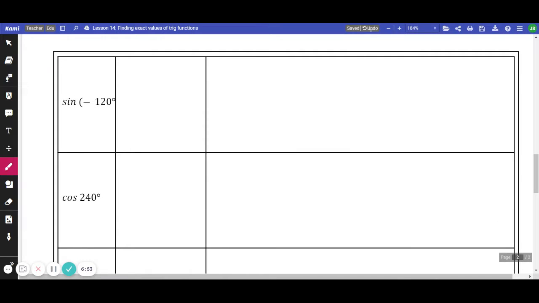So step 1 is to draw the angle. Negative means we're going to go down. There's 90. 180 would be all the way here. So 120 is like right there. Draw the triangle. Draw the reference triangle.